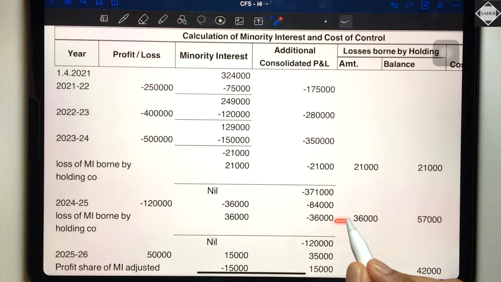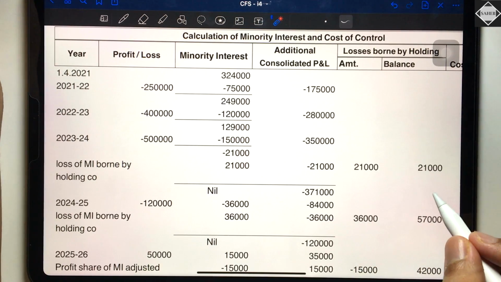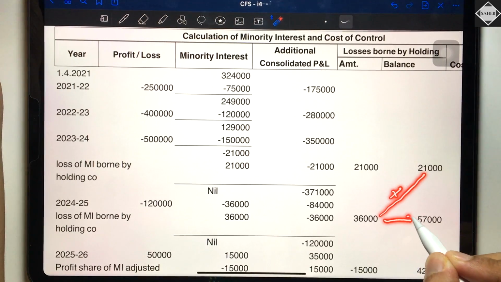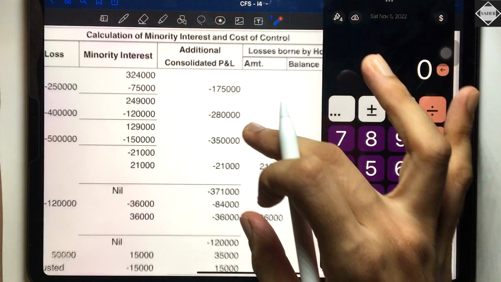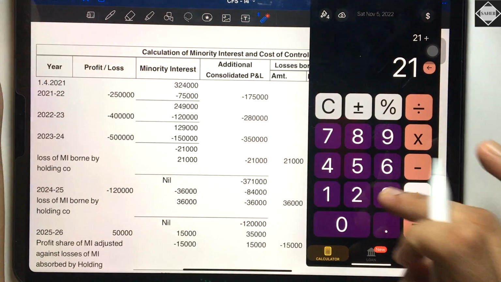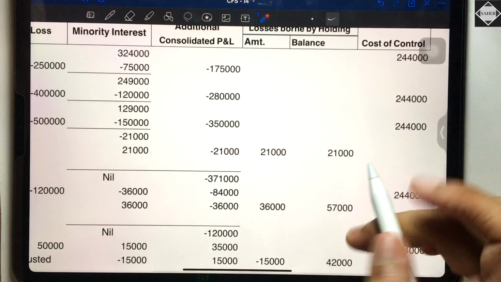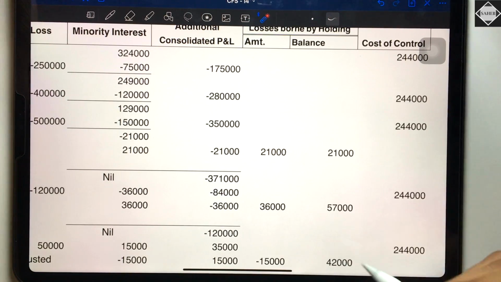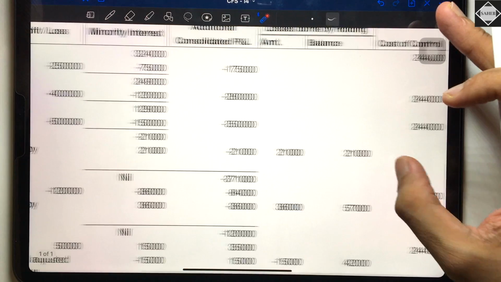See, 36 in the single column, and then in the cumulative column, what will happen? Understand, this 36 and this 21 previously will be added, and this 57 will come. See, 21 plus the current year 36, that's equal to 57,000. Okay, 21 plus 36 is equal to 57. This is what you do in the cumulative column. In the cumulative column, you go on adding up the losses. Okay, clear.